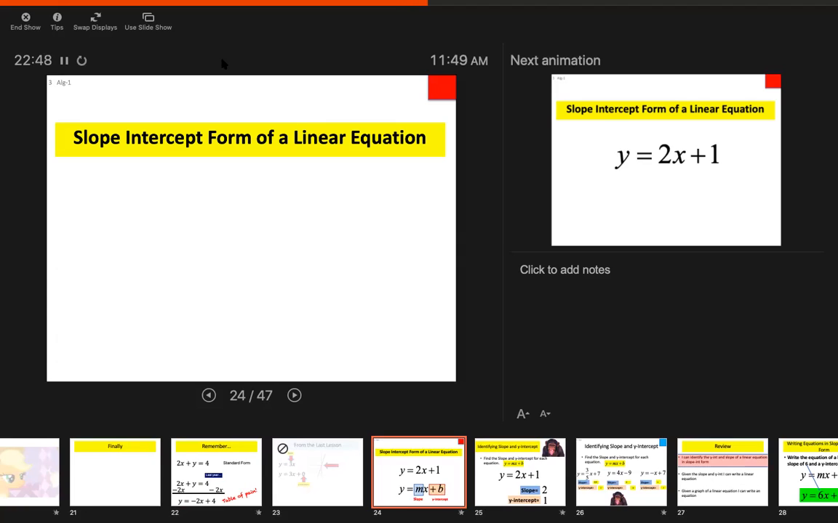In box number 3 at the top, write slope-intercept form. A lot of people will just say INT.